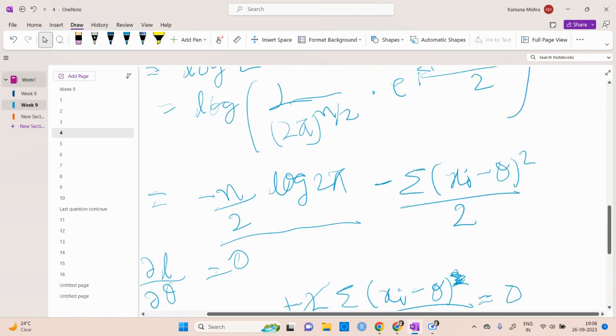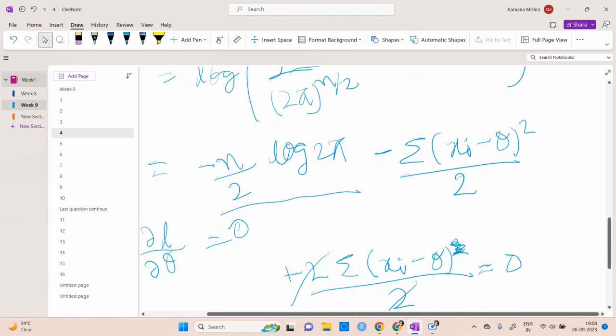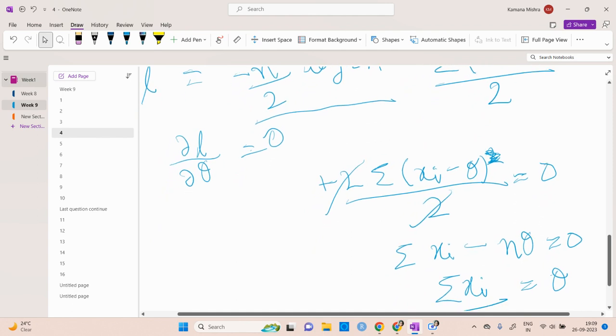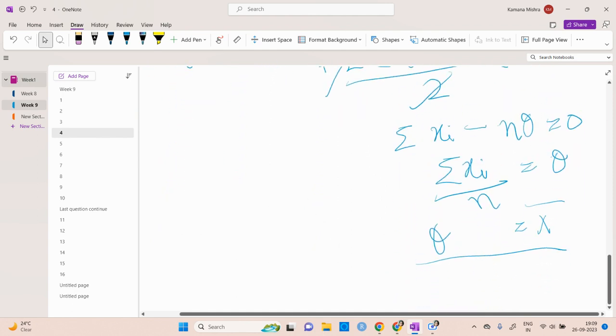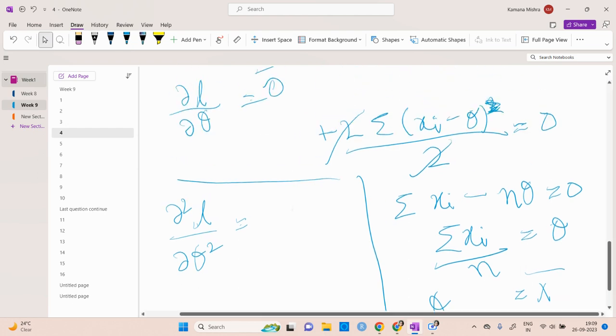Now it is also needed that this second derivative is less than 0, because only then will this come out as the maximum likelihood estimator. So what we need to find is del 2 l del theta 2. It will be what?